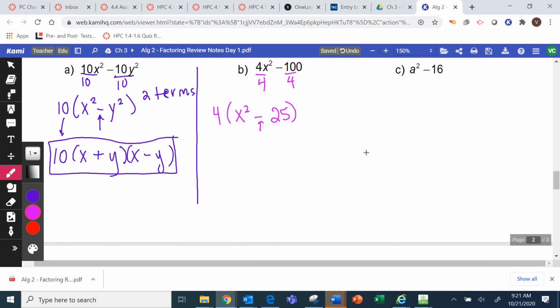Is this subtraction? Can I rewrite it as something squared? What's 25? Sierra? 5 squared, yeah. And so if I can rewrite it that way, then we can write 2 parentheses, 1 plus, 1 minus, x and x, 5 and 5.